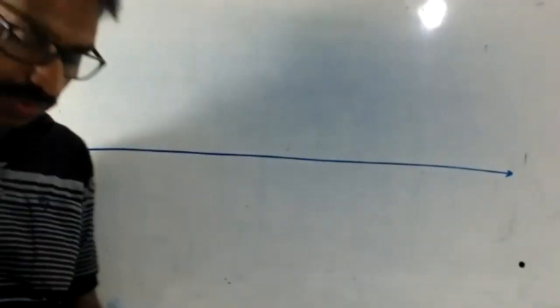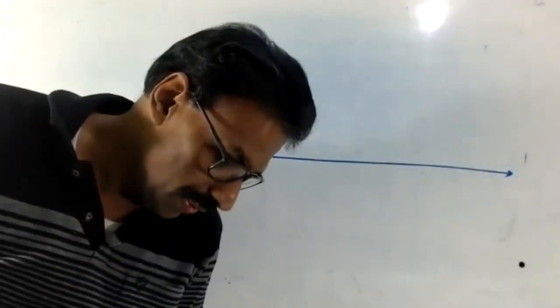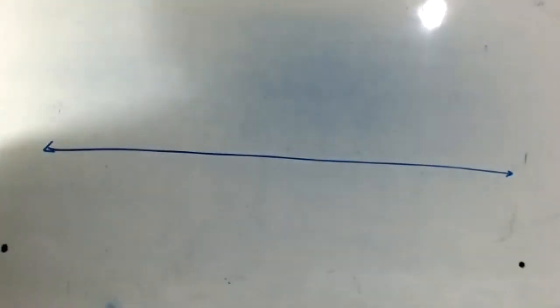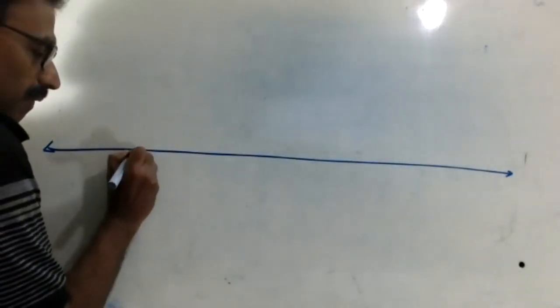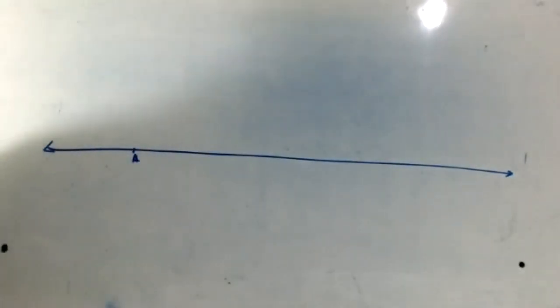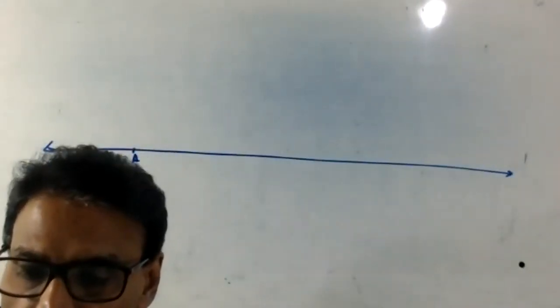Look, first step is what? Draw a line. Then mark a point here, A. First step, okay or not?